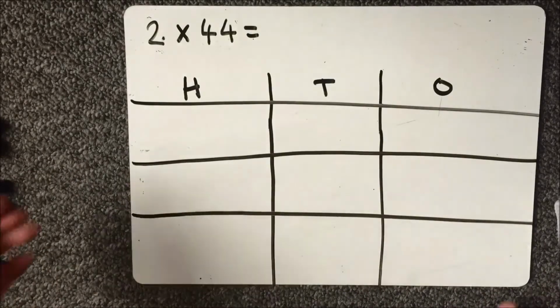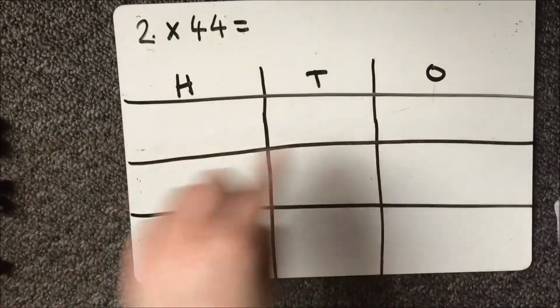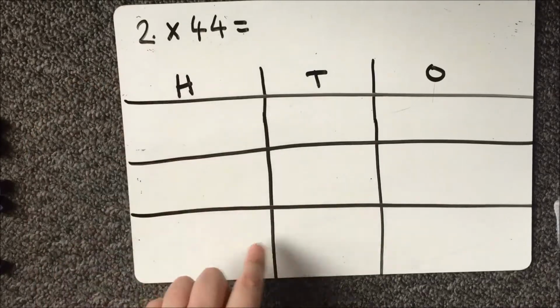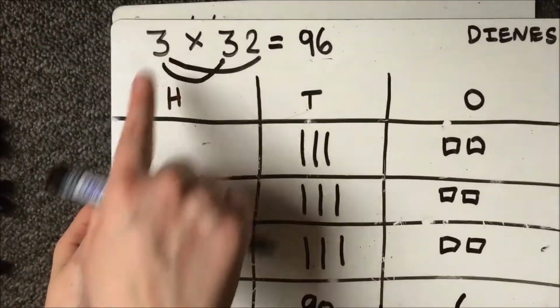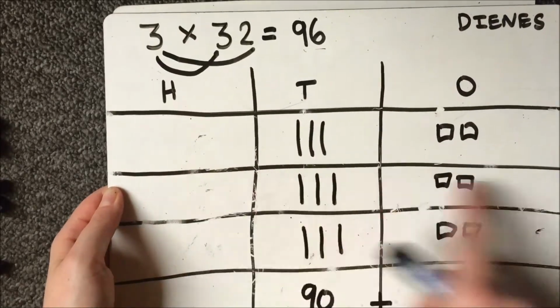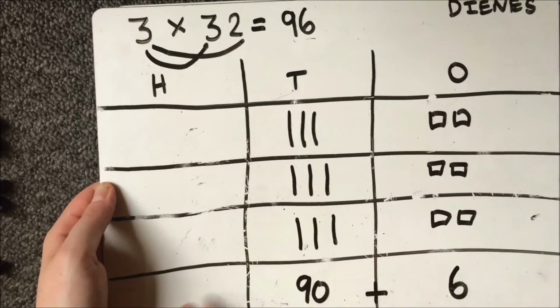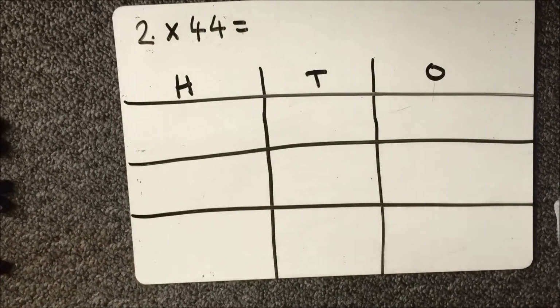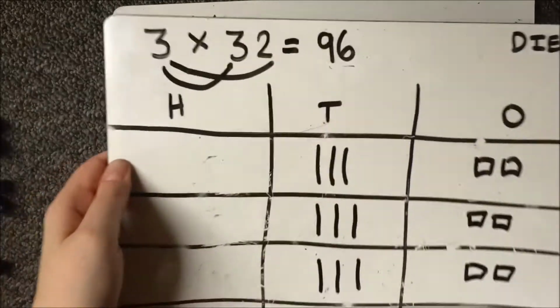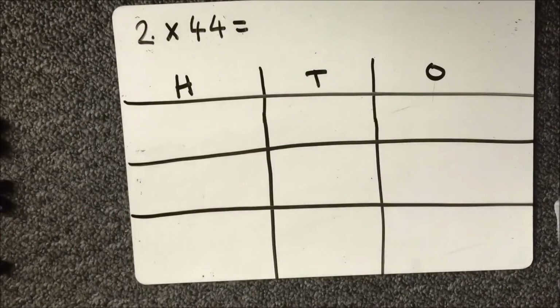So I've got 2 rows because I'm doing 2 groups, and the bottom row is so I can add them up, just like I did here. Because I was timesing by 3, I created 3 rows across with a row underneath to add them up. Pause the video, copy that now. If you feel confident, I would like you to do Dean's drawings to show how you would do 4 times 44. Again, if you'd like to go through another example with me, that is okay.